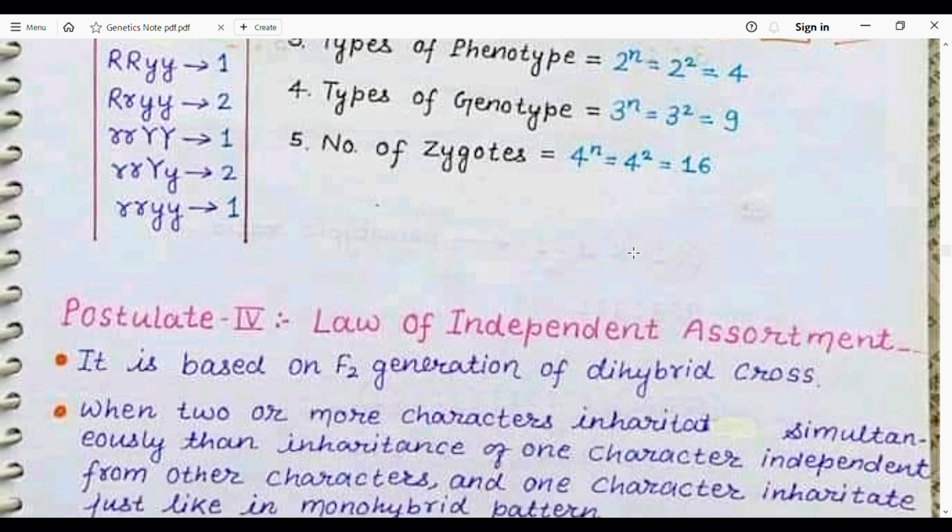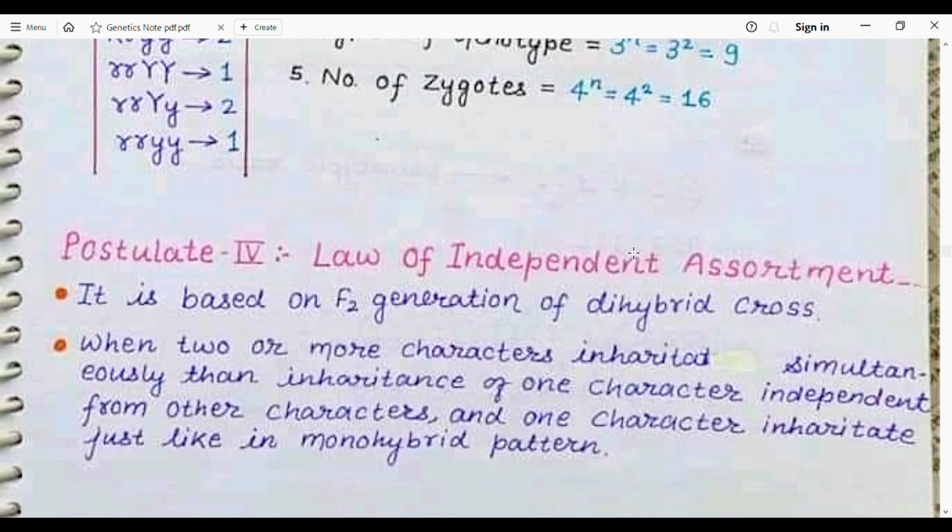So the law of independent assortment, as I have defined it, states that when two pairs of alleles for contrasting traits are brought together in a cross, they stay together and they assort independently from one another. This law is known as the law of independent assortment. It is also known as the second law of Mendel, or the second law of inheritance, or dihybrid cross, or inheritance of two traits. It is based on two generations of a dihybrid cross.